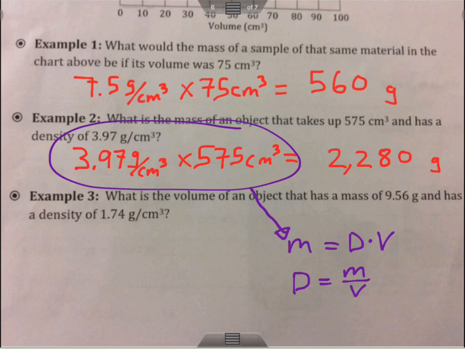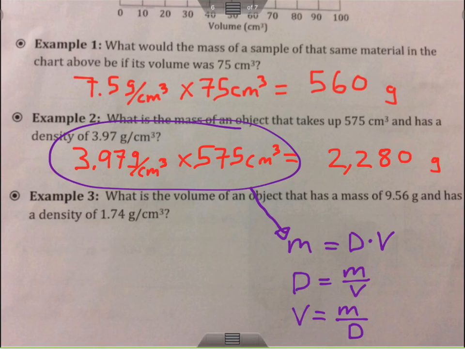So what I want you guys to do, volume this time. This question is asking the volume. What is the volume of an object that has a mass of 9.56 grams and a density of 1.75 grams per centimeter cubed? How can I rearrange the equation again, but this time get volume? Andrew? Mass divided by density. Okay?